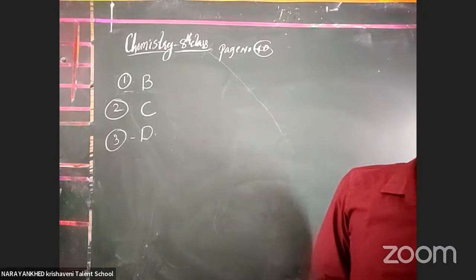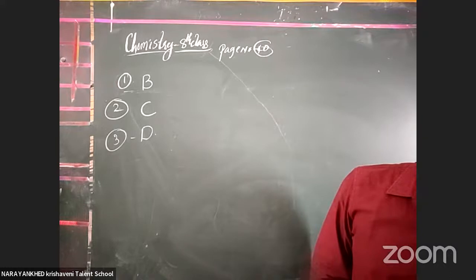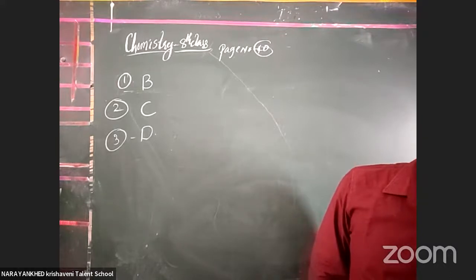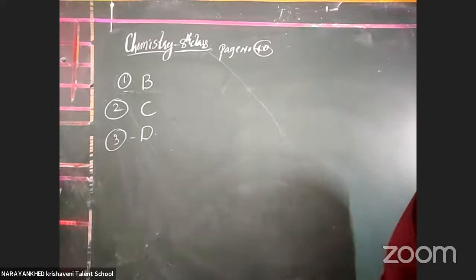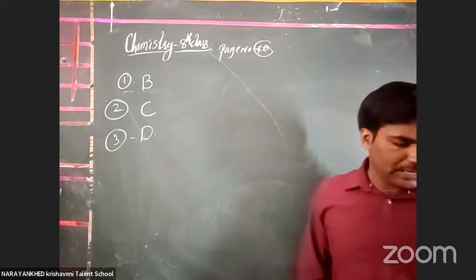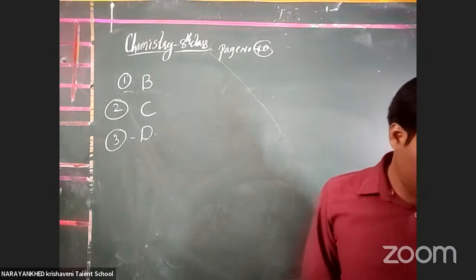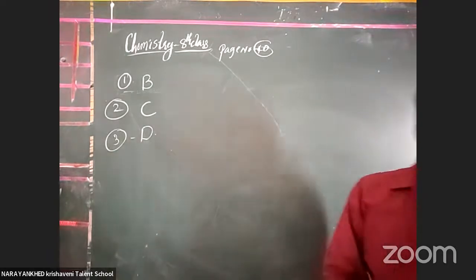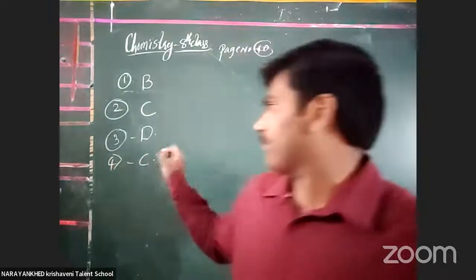The 18th group is called inert gases or noble gases. Clear or not? The fourth answer is transition elements.